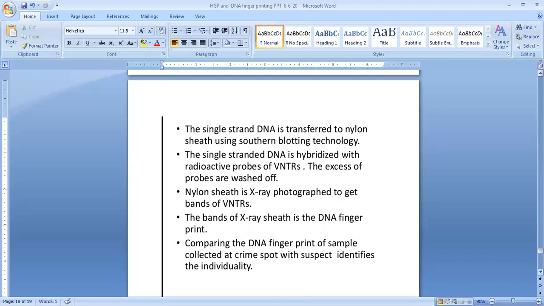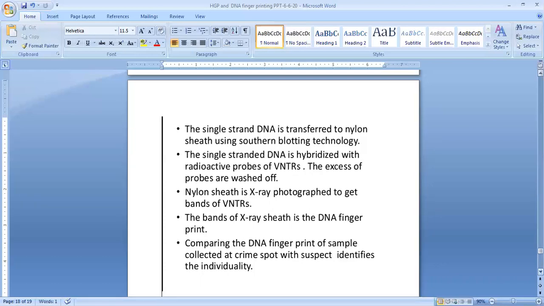The single-stranded DNA is transferred to a nylon sheet using Southern blotting technology. Before, you learned what is meant by Southern blotting. The single-stranded DNA is hybridized with radioactive probes of VNTRs. The excess probes are washed off. So the next step is that single-stranded DNA is hybridized with radioactive probes of VNTRs, and the excess probes are washed off.